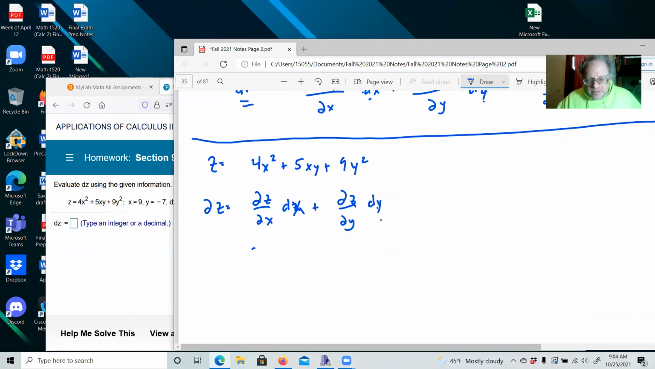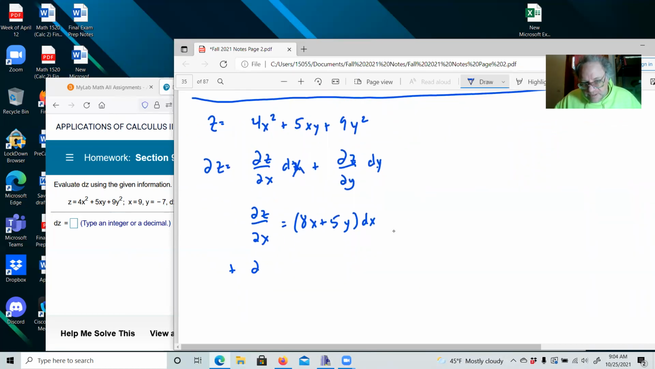So what is dz by dx? That's going to be 8x plus 5y. Remember, we're taking the partial of z with respect to x. y is considered a constant for this. But notice here in the definition, we have the dx afterwards.